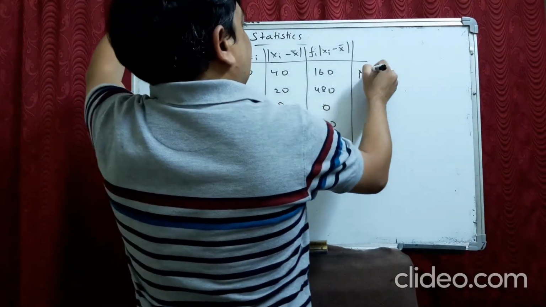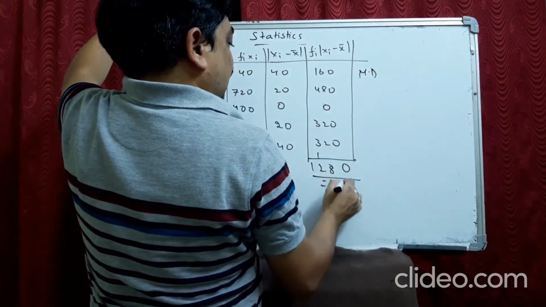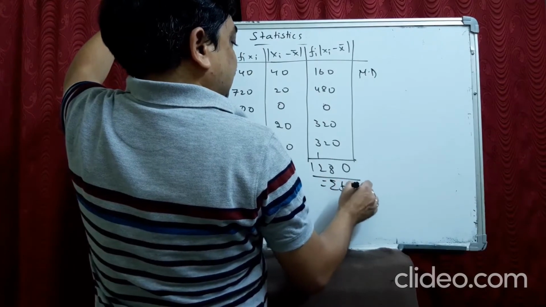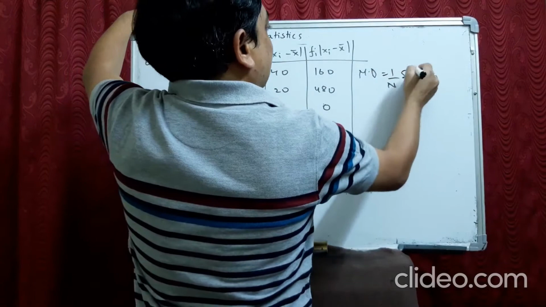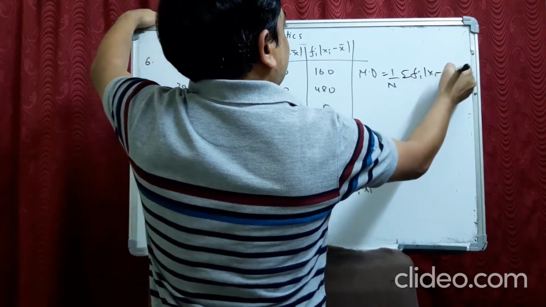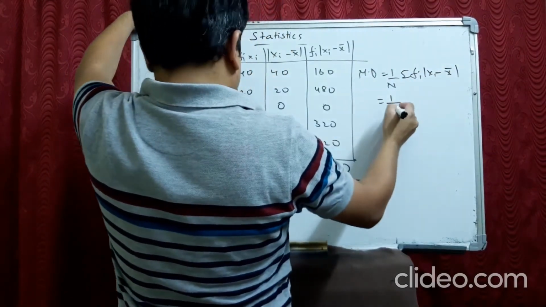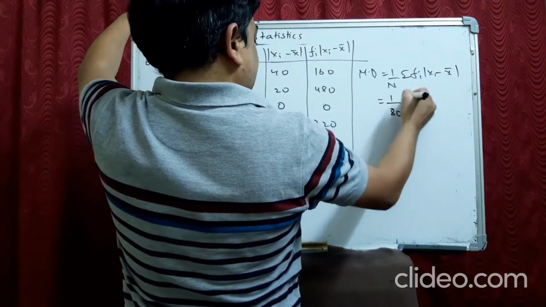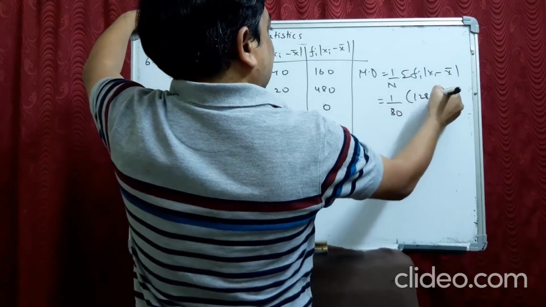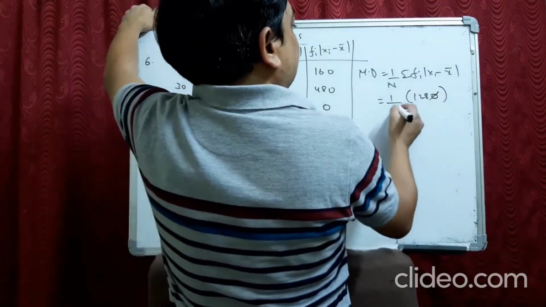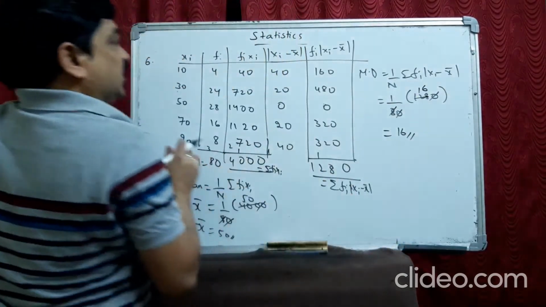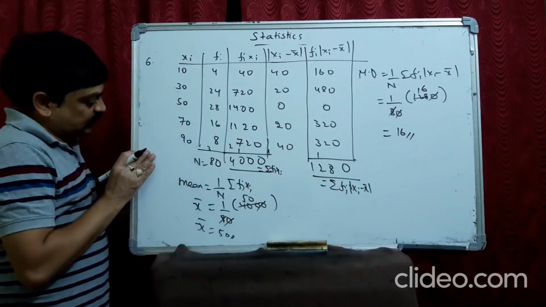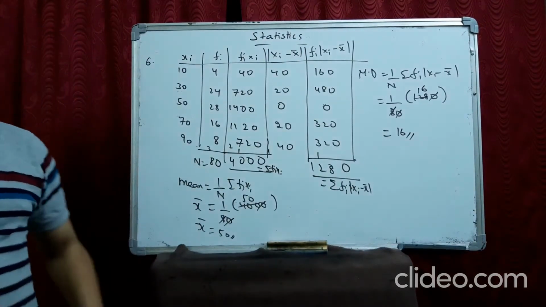Now mean deviation, this is what? Sigma fi into mod xi minus x bar. Mean deviation is 1 by capital N sigma fi into mod xi minus x bar. 1 by capital N. Capital N will be 80 into 1280. You can cancel this. So answer is 16. So let's see. Yes, it is 16. Okay.